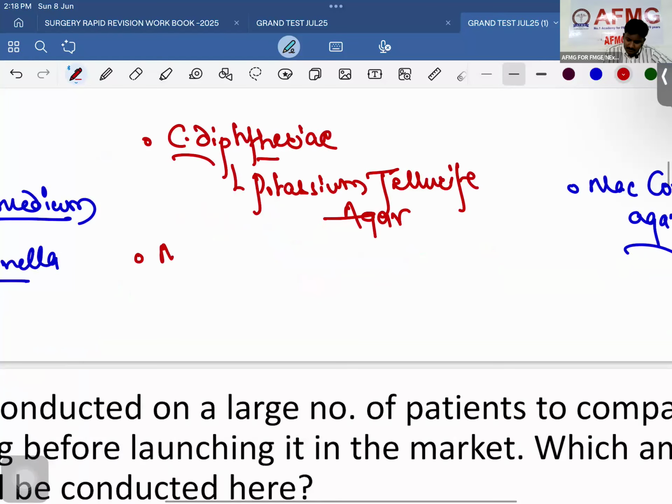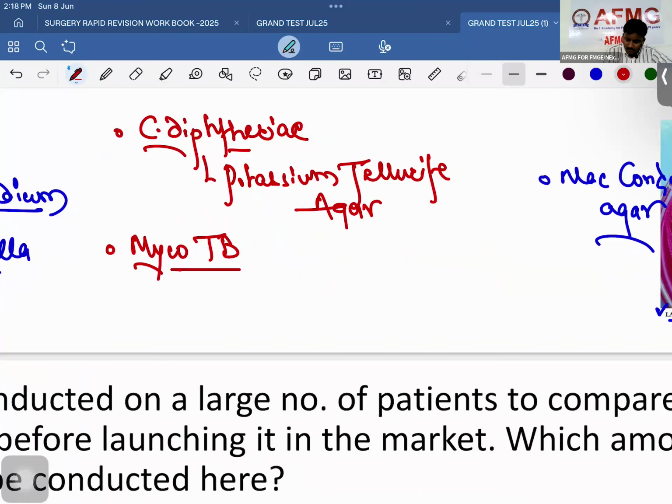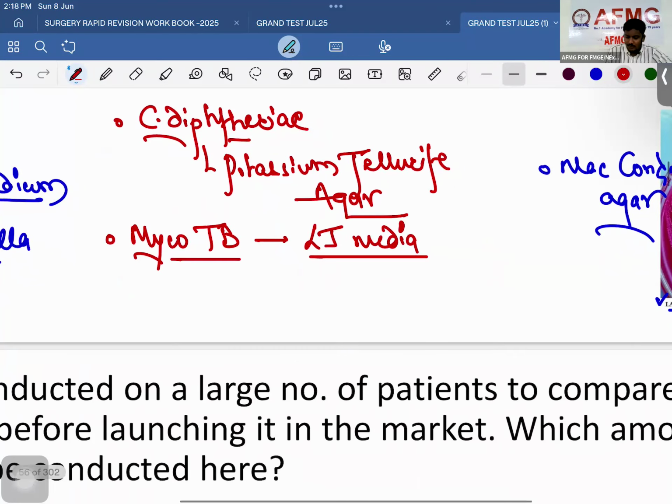What is going to be the best culture media for Mycobacterium tuberculosis? Best culture media. Very good. The best culture media for Mycobacterium tuberculosis is the LJ media, that is the Lowenstein Jensen media. It is the Lowenstein Jensen media that you have to remember. What is the best culture media for Pseudomonas?